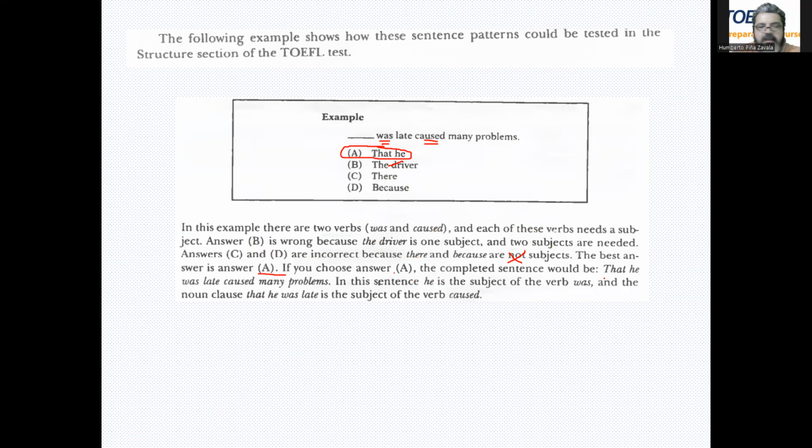The complete sentence would be "That he was late caused many problems." In this sentence, he is the subject of the verb was, and the noun clause "that he was late" is the subject of the verb caused. So that's what we're saying.